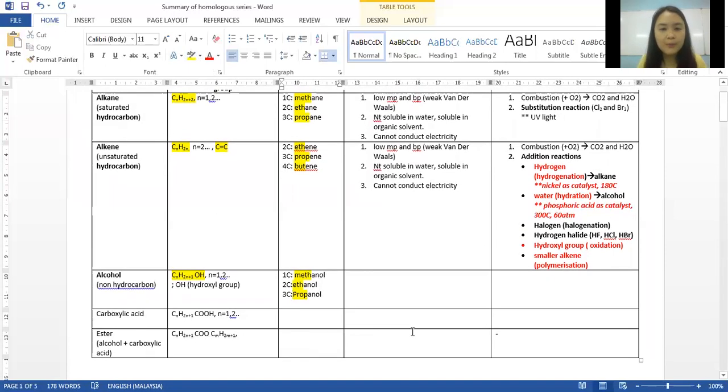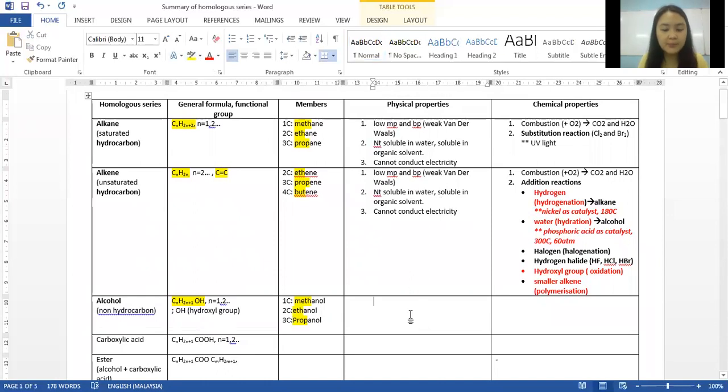So for the alcohol group, these are the physical properties that you need to remember. Number 1, it will burn with a blue flame, right? Number 2, it is soluble in water. Okay, so the key physical properties that you need to remember under alcohol are that it will burn with a blue flame, and it's normally very soluble in water.